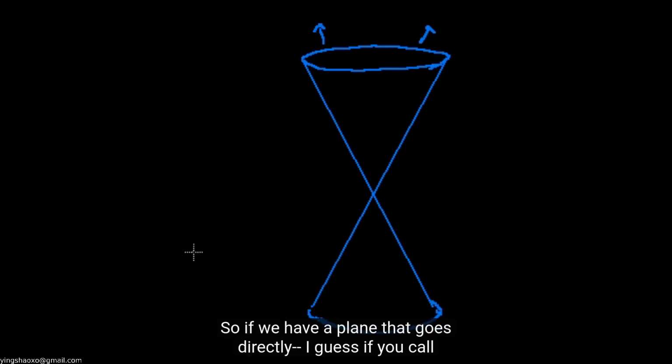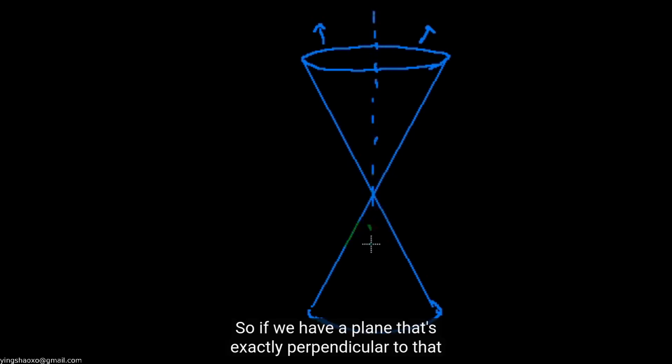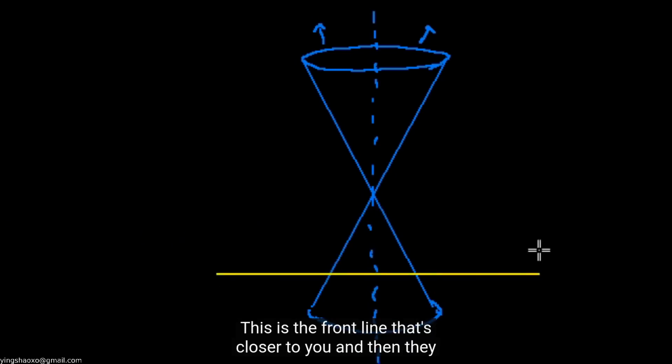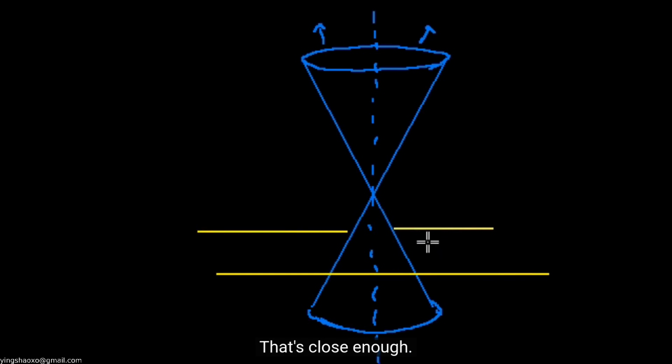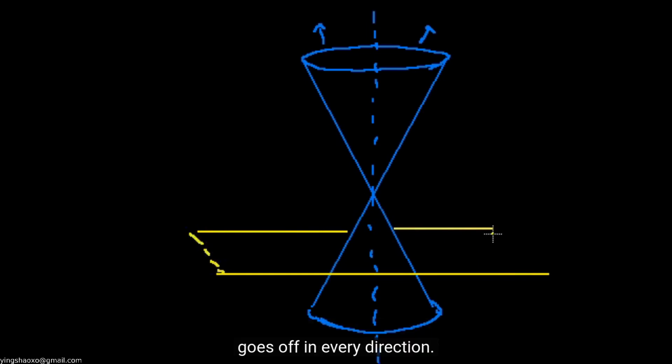So if we have a plane that goes directly, I guess if you call this the axis of this three-dimensional cone, so this is the axis. So if we have a plane that's exactly perpendicular to that axis, let's see if I can draw it in three dimensions. So the plane would look something like this. This is the front line that's closer to you. And then there'll be another line back here. That's close enough. And of course, these are infinite planes. They go off in every direction.